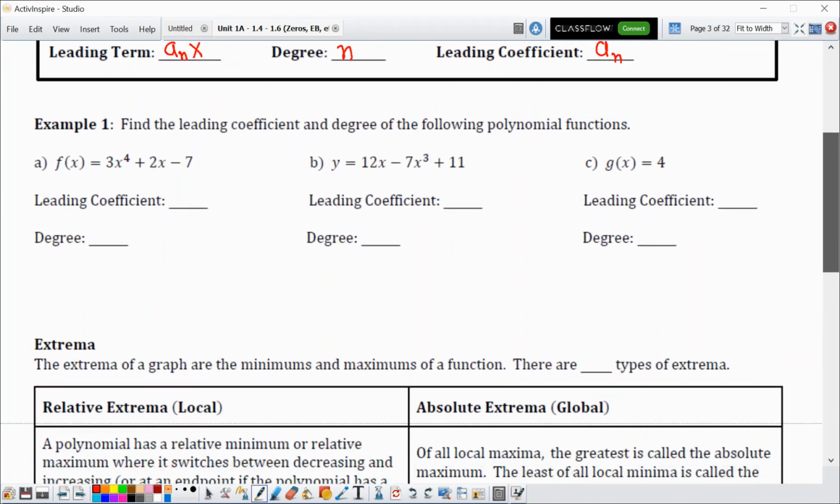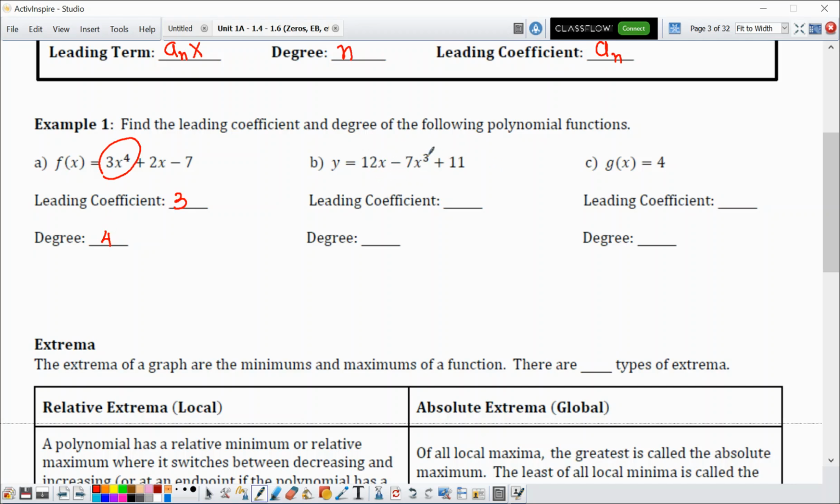So let's practice with a couple of examples. Given the polynomial function, find the leading coefficient and the degree. So this is the highest degree, that's why we call this the leading term, and the coefficient is 3, degree is 4.